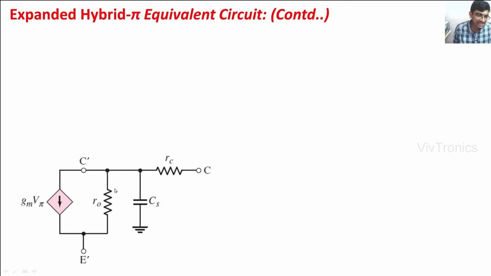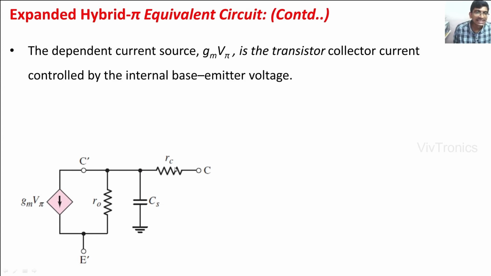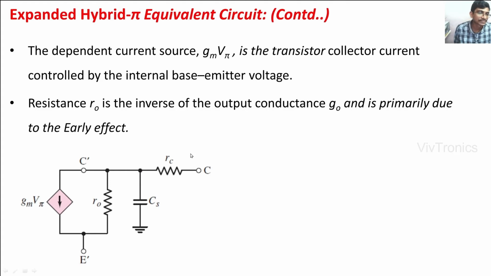There is an output resistance r_o. This is due to the Early effect, and it is in parallel with g_m V_pi. The series resistance r_c is connected between the external collector terminal and the internal collector terminal. Here the dependent current source g_m V_pi is the transistor collector current, controlled by the internal base to emitter voltage V_B'E', and the resistance r_o is the inverse of the output conductance g_o and is primarily due to the Early effect.